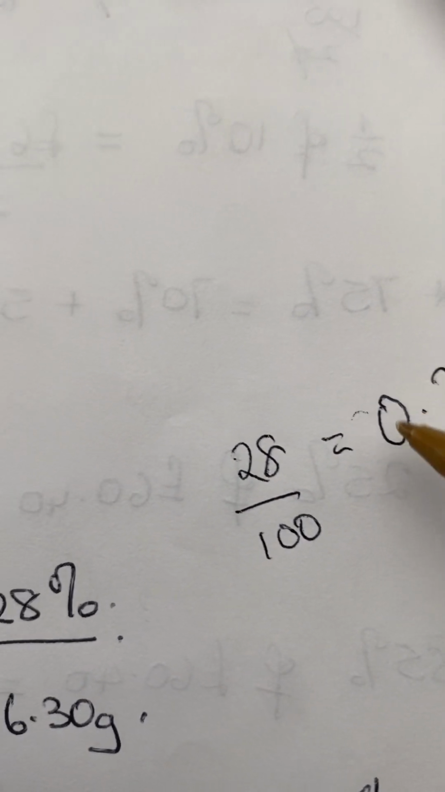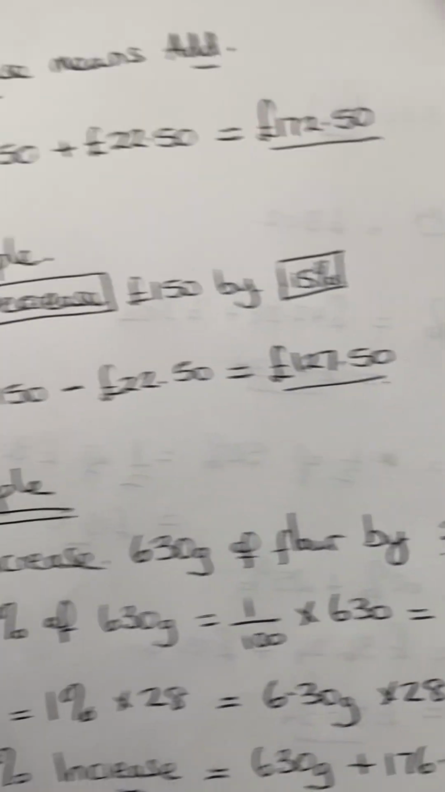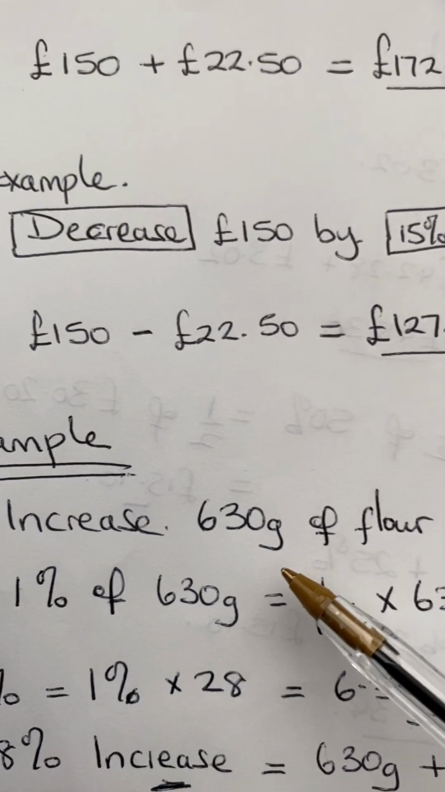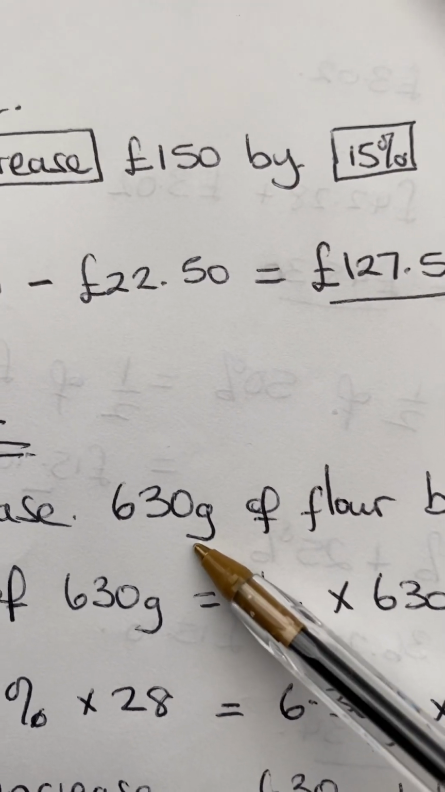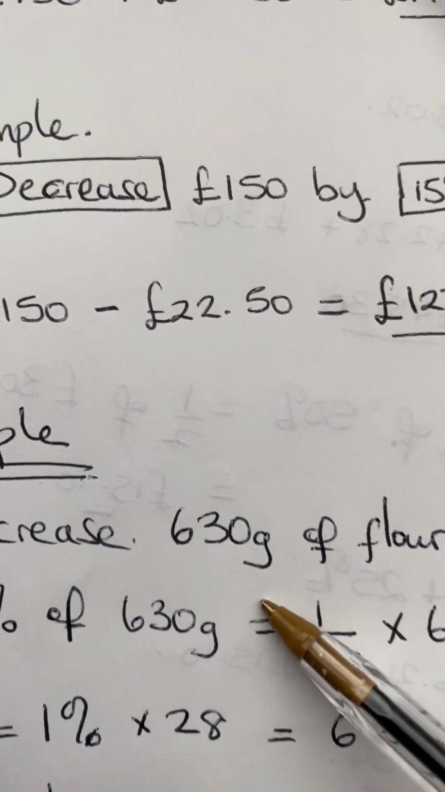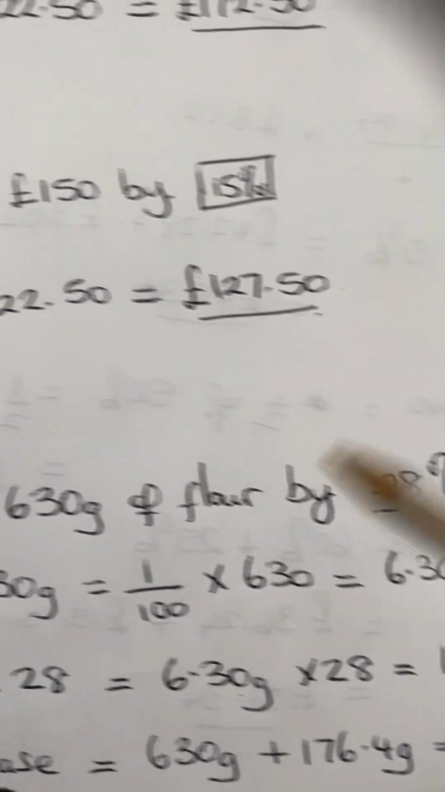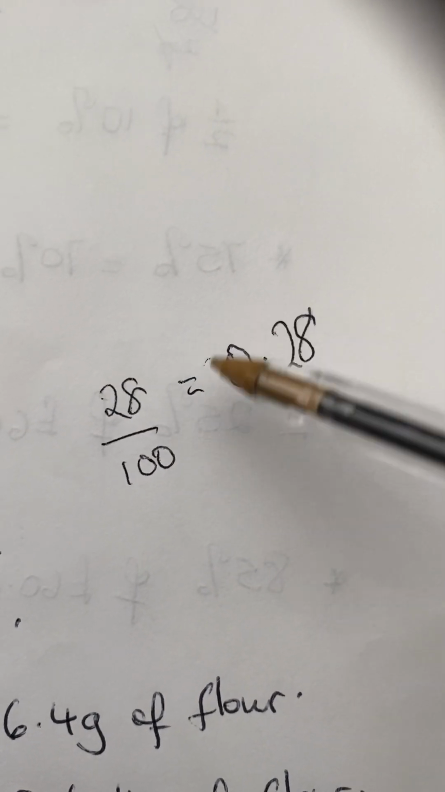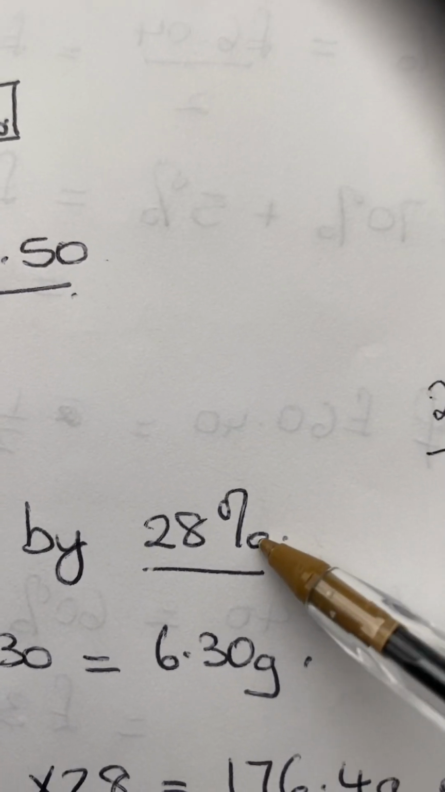This 28% over 100 will be 0.28. So you can use this decimal 0.28 multiplied by 630 grams, and that will be your value that you will add if you are increasing, or subtract if you are decreasing. But assuming you don't understand this concept, 28%.